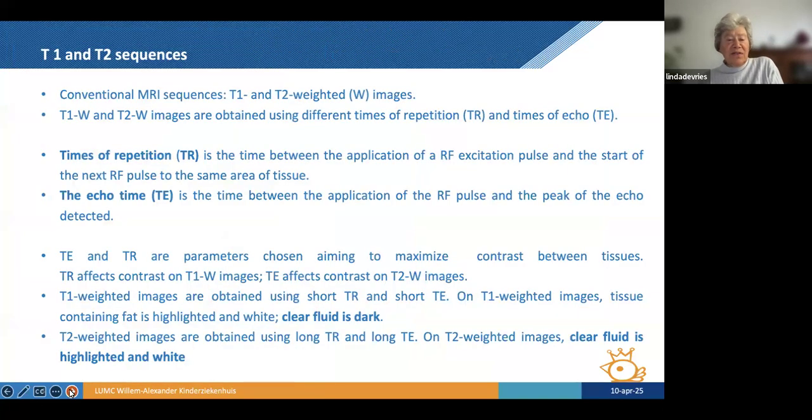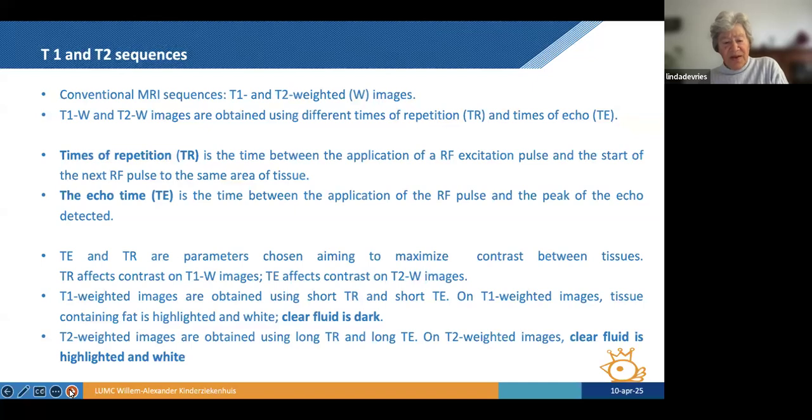And then we know that the T1 and T2 sequence are the ones that are most commonly used. They're also called the conventional MRI sequences. And they are obtained using different times of repetition, the TR, and times of echo, the TE, so echo time and repetition time. So the repetition time is the time that is between the application of the radio frequency pulse and the start of the next radio frequency pulse to the same area of tissue, while the echo time is the time between the application of the RF pulse and the peak of the echo detected.